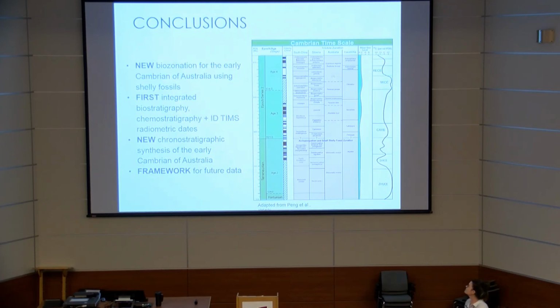So to finish up, what we have produced is a new biozonation for the early Cambrian of South Australia using the Shelly fossils. It's the first study to integrate Shelly fossil biostratigraphy, carbon isotope chemostratigraphy, and highly accurate radiometric dates to produce a new chronostratigraphic synthesis of the early Cambrian of South Australia. And ultimately, the production of a scheme like this, we can potentially update a scheme and make it look like something like this.